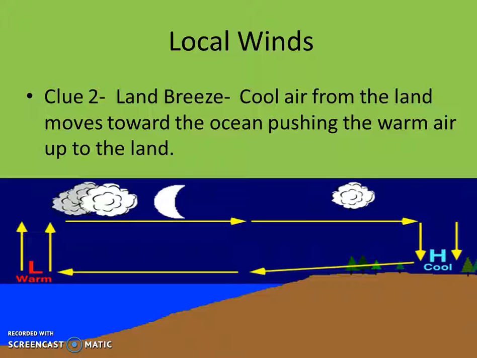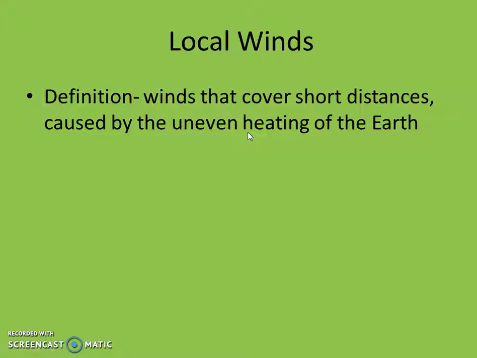All right, so then our last one for local winds. The last box here. This one's kind of a short definition. You can write it in your own words. It says winds that cover short distances caused by the uneven heating of the earth. So for these kind of winds, local winds, are they as big as global winds? No, they're short. Short distance, and we're going to say it's caused by that uneven heating. That's why we get that convection. So short distance caused by, you could say convection or uneven heating, whichever you prefer, whatever makes your brain happier.